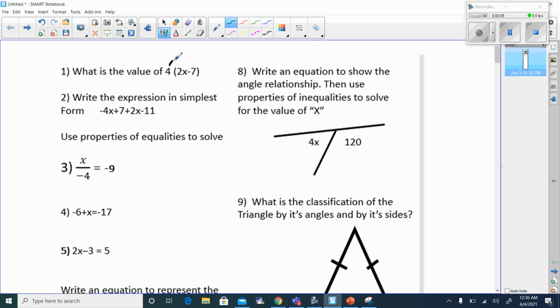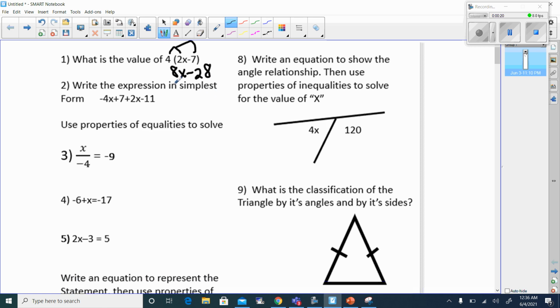What is the value? 4 times 2x, that's going to be 8x. And 4 times negative 7, that's going to be negative 28. Done. Next, write an expression in simplest form. You combine the like terms. The negative 4 and positive 2 make a negative 2x. And a positive 7 and a negative 11 make a minus 4, right? Because big number minus small number, keep the sign of the big number.